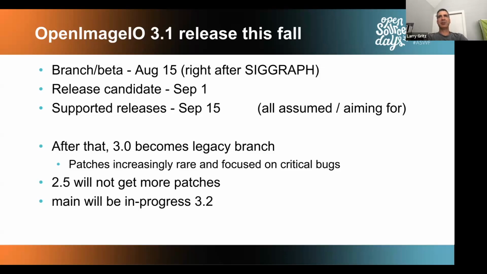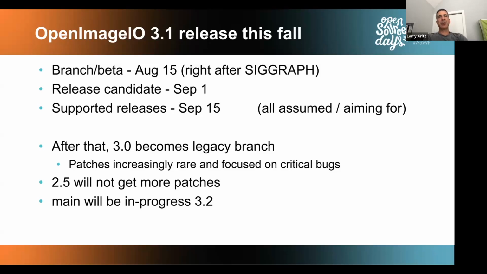So OpenImageIO is not a VFX Reference Platform named package, but because this causes a bunch of other things in our ecosystems to get updated in the fall, we try to go along with that to have similar timing so that we're not terribly out of sync. So the schedule we're aiming for this fall is shockingly close to now. We're aiming for August 15th, which is right at the end of SIGGRAPH, to branch for 3.1 and declare a beta to have people begin to test it seriously.